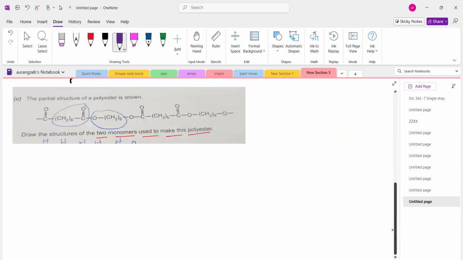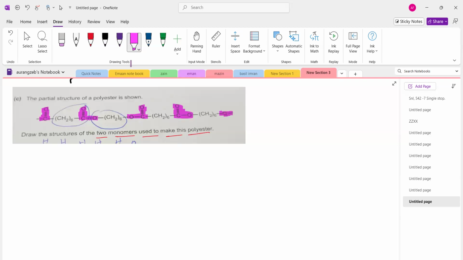So what you have to do in these cases, first of all, encircle and find out the ester linkages. I have seen one ester linkage here. I have seen one ester linkage here. There is one ester linkage here, and it goes on, right?